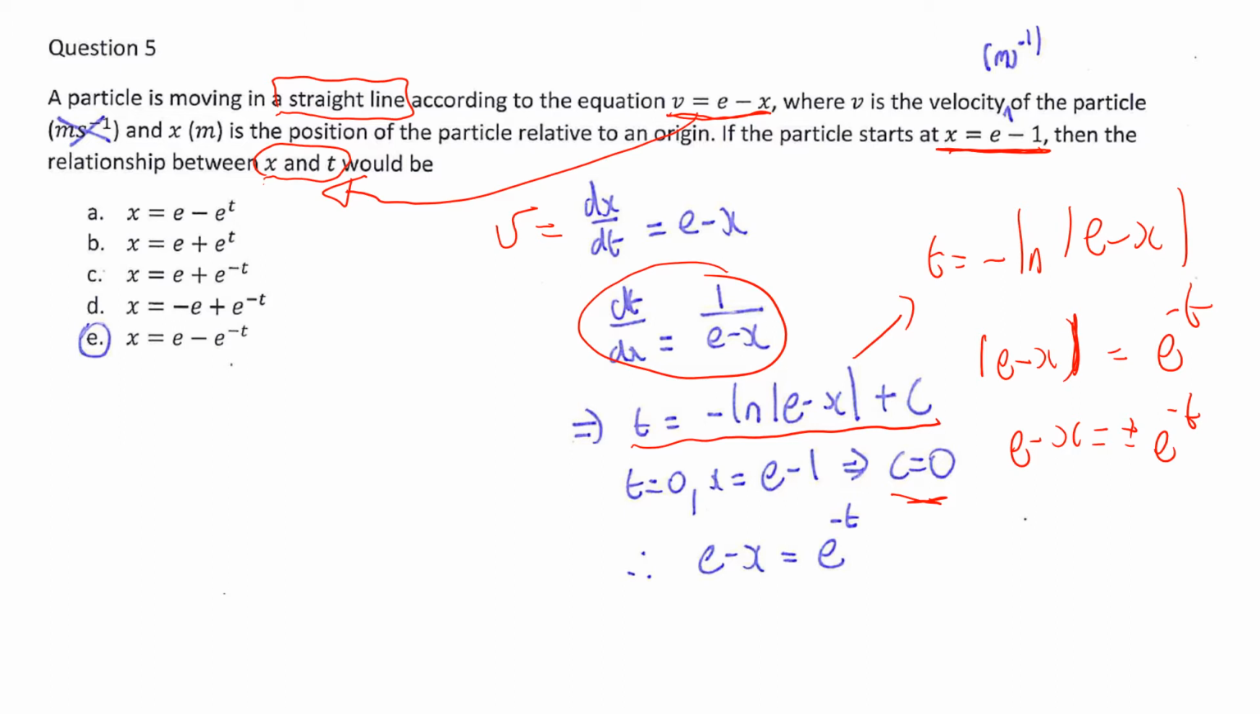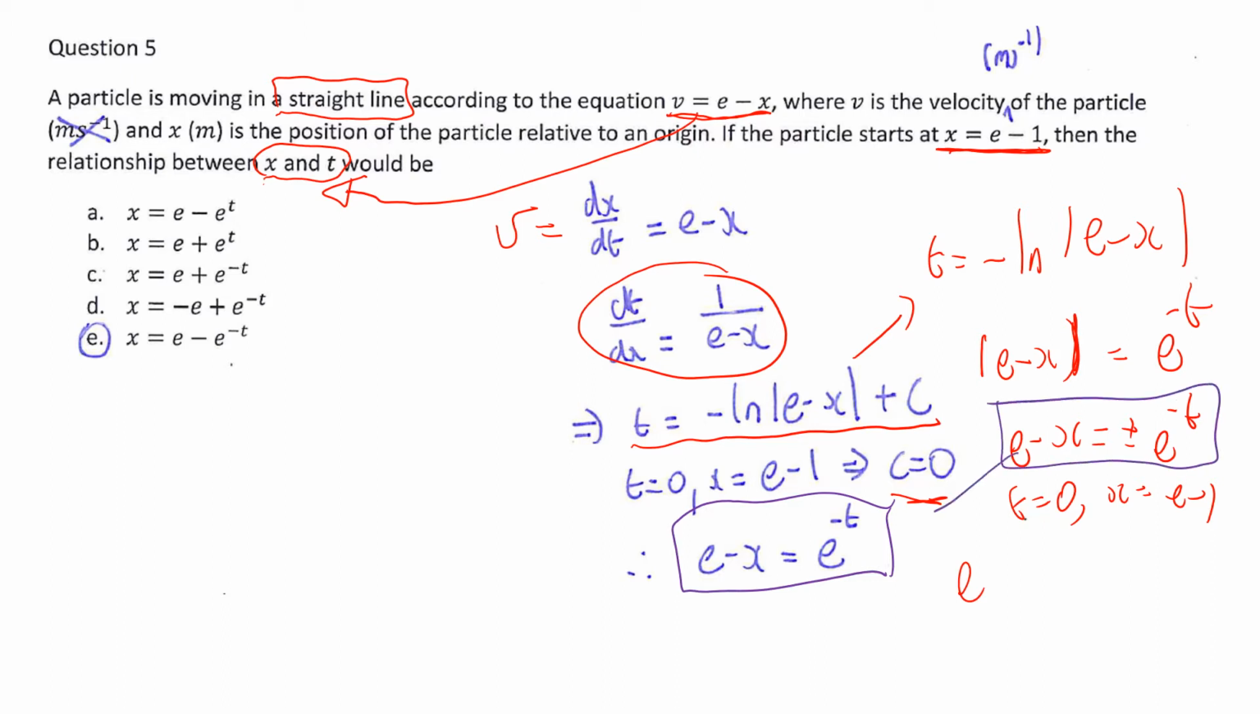Which is the correct one? Well, I know when t equals 0, x is equal to e minus 1. The only thing that satisfies that would be, of course, the positive version. So that version is the one we're going to run with, and we're going to reject the negative in that particular case. And then, of course, it easily transposes to option E. So hopefully that's fairly well understood.